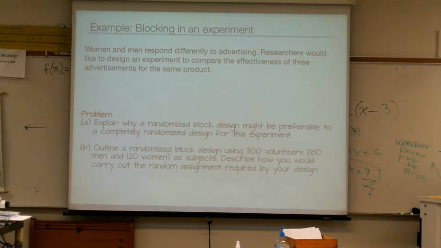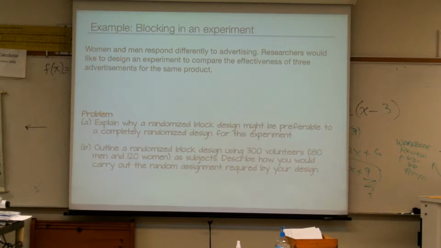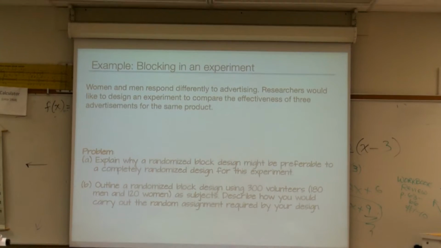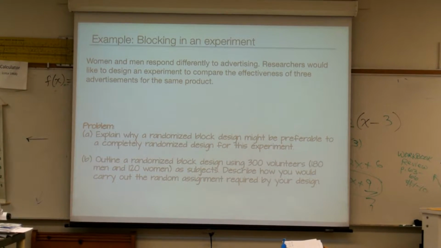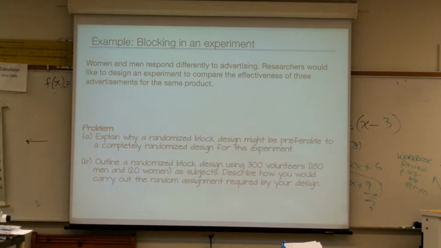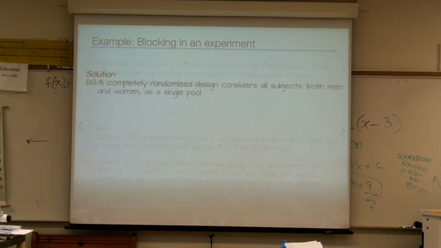Then, we want to outline a randomized block design using 300 volunteers, 180 men and 120 women as subjects. We'll want to describe how we carry out the random assignment required by that design.